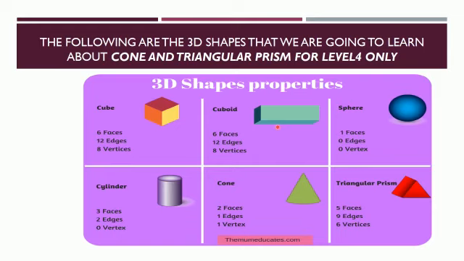It's got 6 faces. The sphere has 1 face. The cylinder has 3 faces. The cone has 2 faces. And the triangular prism has 5 faces.